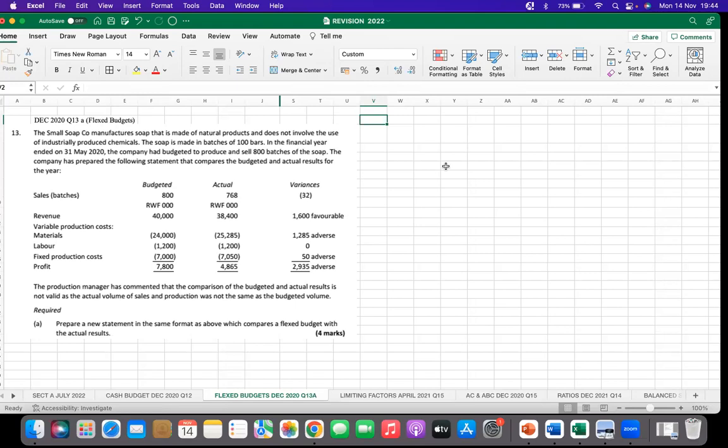Required, prepare a new statement in the same format as above, which compares flexed budgets with the actual results. Now, I'm on flexed, also known as flexible budgets. Flexed is also known as flexible budget.